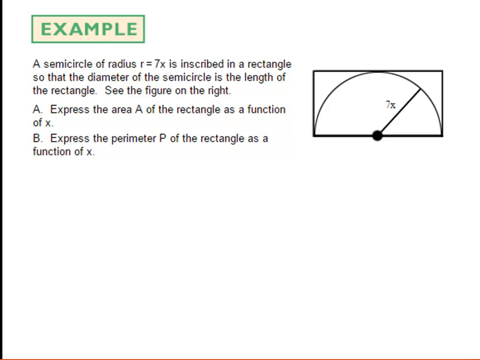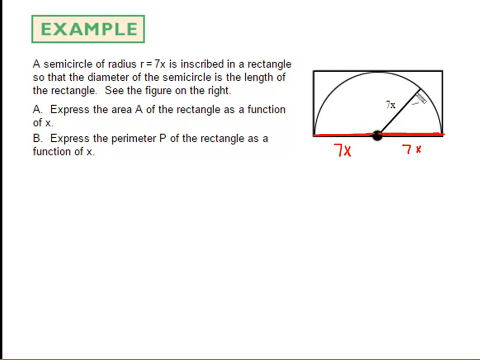So this problem is that a semicircle of radius r equals 7x is inscribed in a rectangle. So the diameter of the semicircle is the length of the rectangle. Again, keep that in mind: the diameter of the semicircle is the length of the rectangle. And you can see, hopefully, in a visual sense, that this radius is half of the length of the rectangle. So if I double that radius, I've got 7x and 7x here. I've got 14 x's that make up the length of the rectangle.